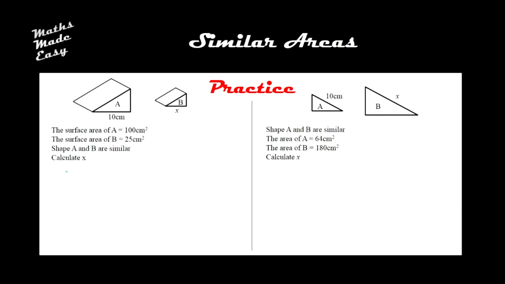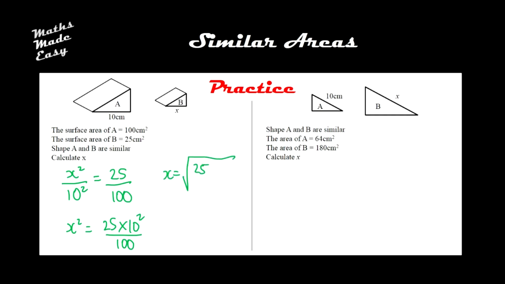Okay, so for this first one what we have is x over 10, so the small length divided by the big length equals the small area over the big area. I then square my length scale factor. If I rearrange this, I end up with x squared equals 25 times 10 squared divided by 100, and therefore x will equal the square root of 25 times 10 squared divided by 100, and therefore x would equal 5 centimeters.